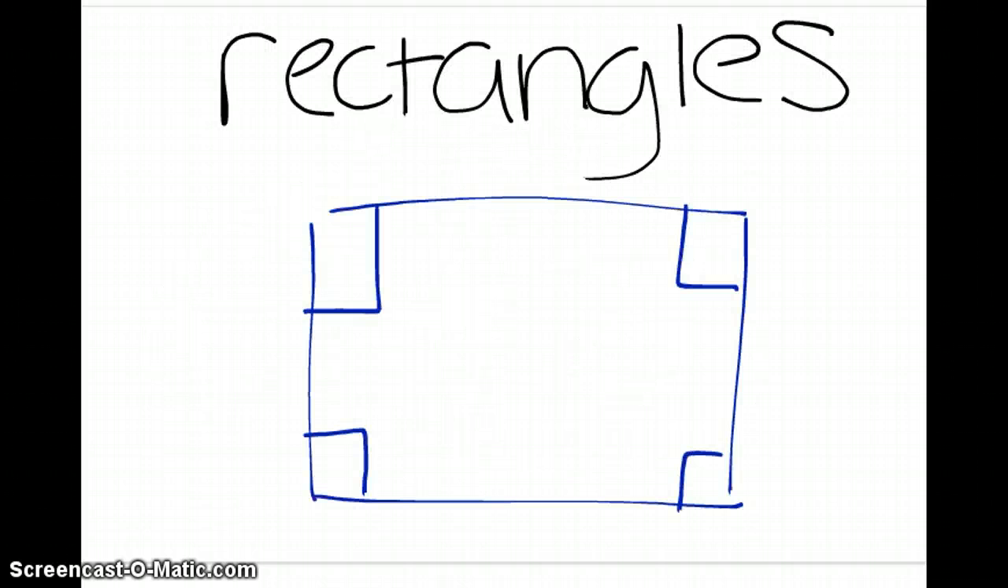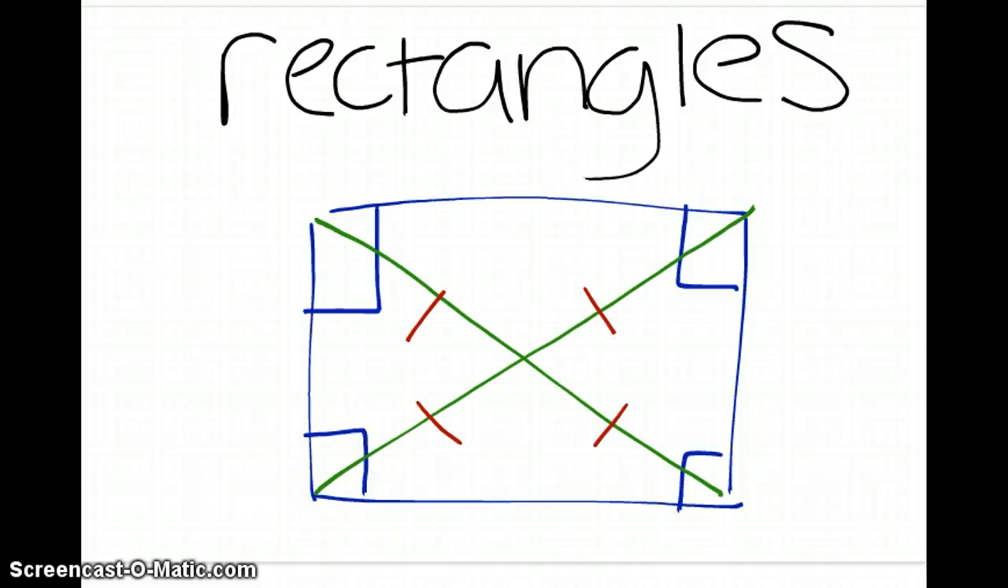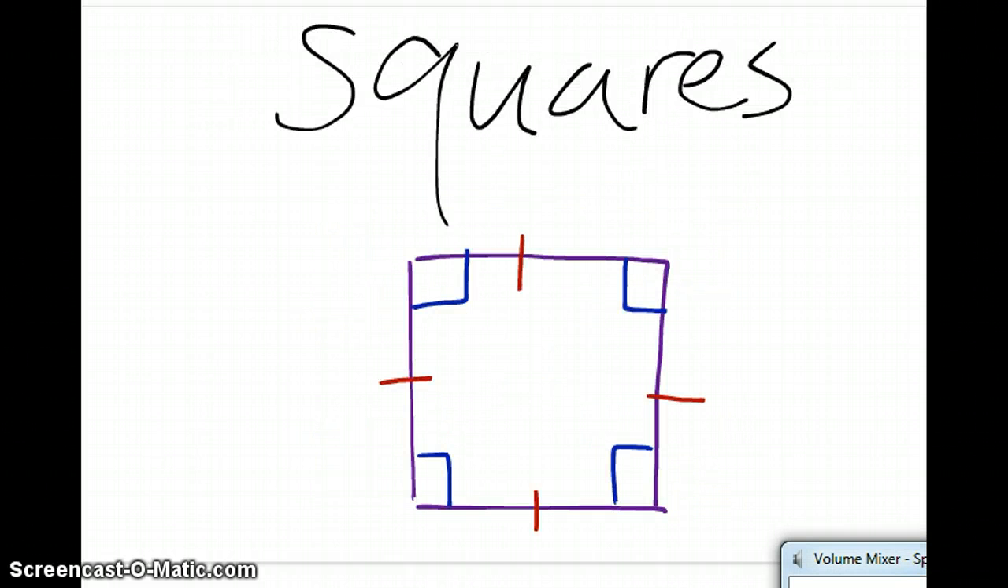A rectangle is a parallelogram with four right angles. A parallelogram is a rectangle if and only if its diagonals are congruent. A square is a parallelogram with four congruent sides and four right angles.